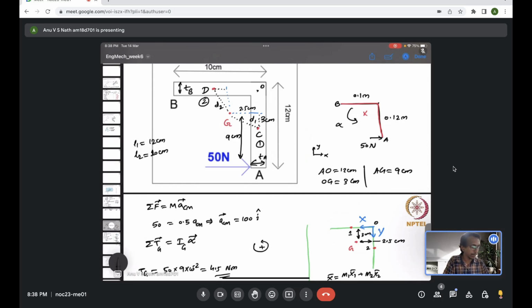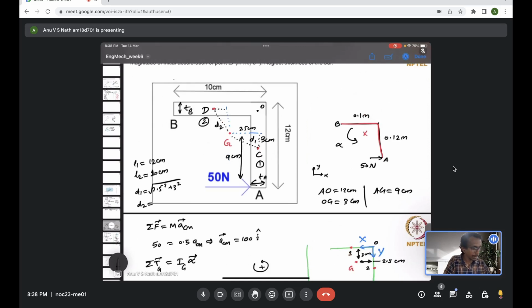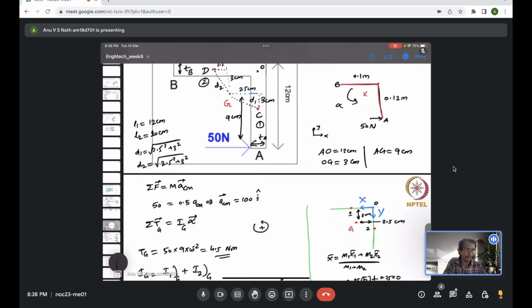So d1 will be just the square root of 2.5 square plus 3 square. Come to d2. d2 you can also evaluate again. It will also be the same. This distance is 3 centimeter and this distance you can find is 2.5 centimeter. Using that, d2 will be again the same value.